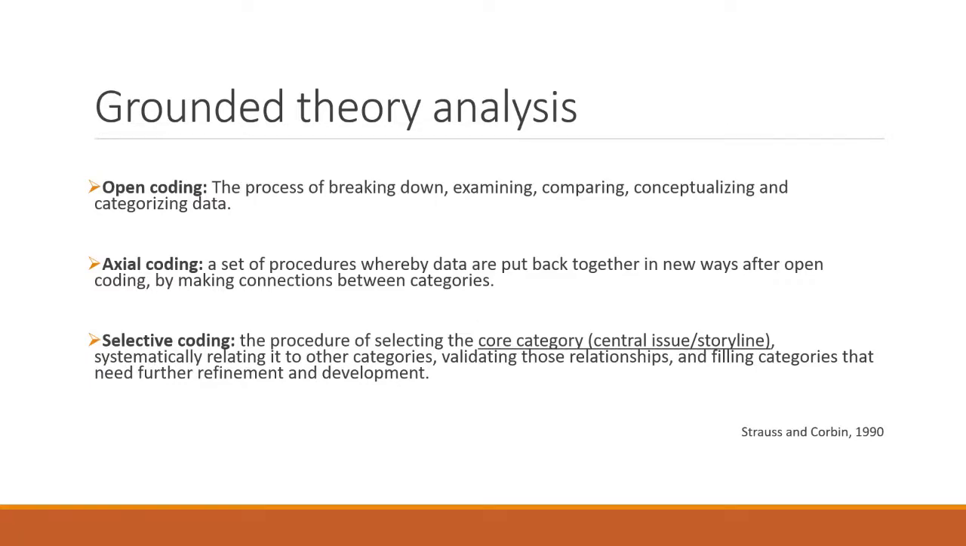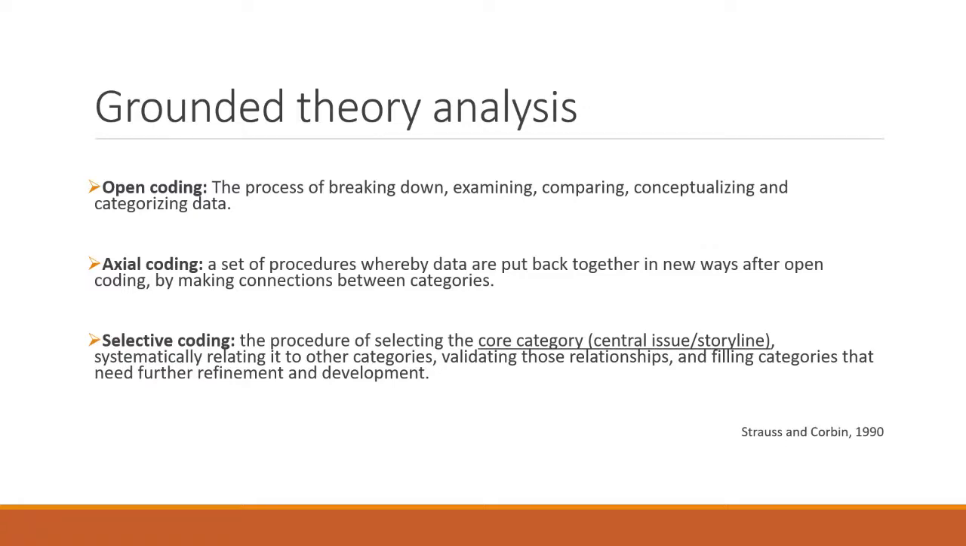And then with axial coding, it's procedures where you put the data back together, right? After you've coded in the open coding, by making connections between the categories. So remember, in the first one, you looked at the data and started categorizing. So maybe you've got like 20 categories. And then with axial coding, you start making connections between the categories that you've put together, right?